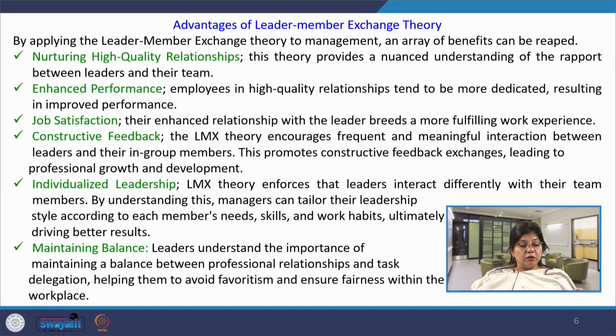Leaders understand the importance of maintaining a balance between professional relationship and task delegation, helping them to avoid favoritism and ensure fairness within the workplace. Now, fairness within the workplace means taking the right decision for the whole organization in order to achieve maximum effectiveness and minimum disruption. So, this is about maintaining balance. So, here even when in-group and out-group is there, maybe the in-group has been created for the overall effectiveness of the organization, overall enhancement in the performance of the organization.